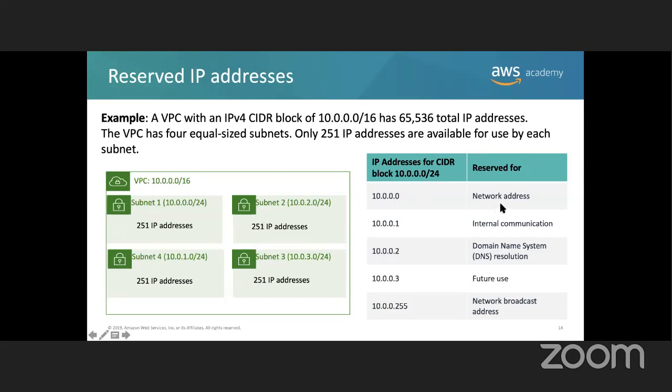The first one is the network address. Okay, and the last one is the broadcast address. So that's standard. The first one and the last are standard for every network. The other ones are Amazon's: internal communication, that's for the router, the domain for the DNS resolution, and for future use. Okay, so that's standard. That's automatic. When you create a subnet, it subtracts 5 from the number of IP addresses.